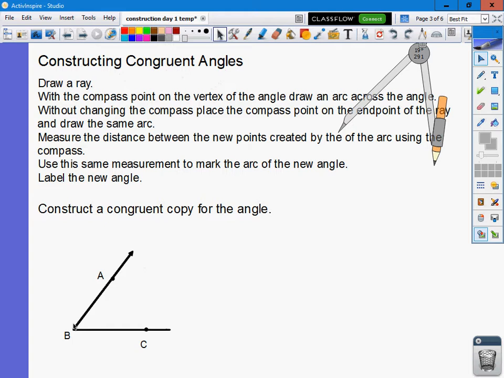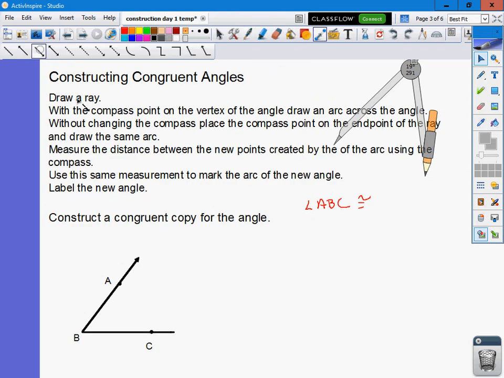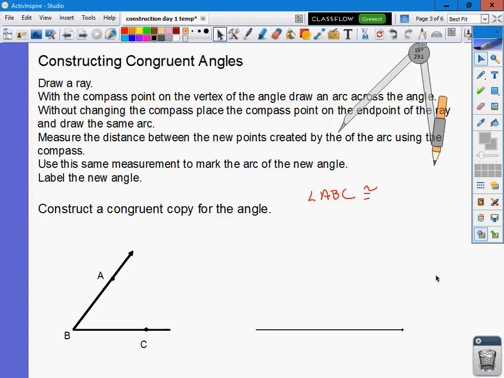I want to draw another angle that's congruent to angle ABC. Okay? Constructing congruent angles. I want to draw another angle that would be exactly the same as this. And the first thing it said to do, again, was draw a ray. So I'm going to draw a ray. This would be the first thing that we had to do, is draw a ray. Everybody okay with the ray?